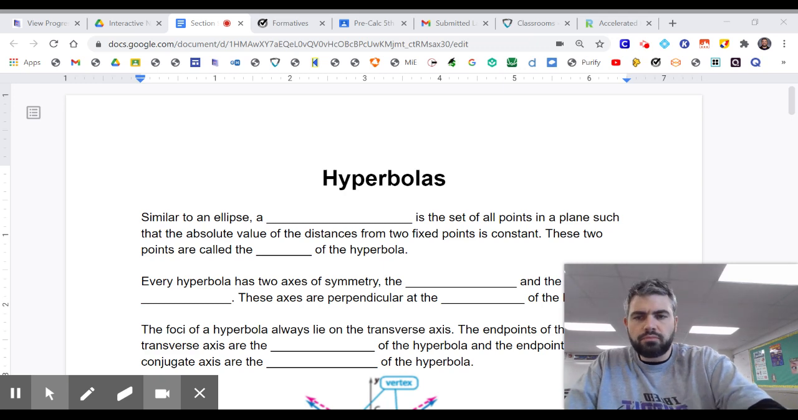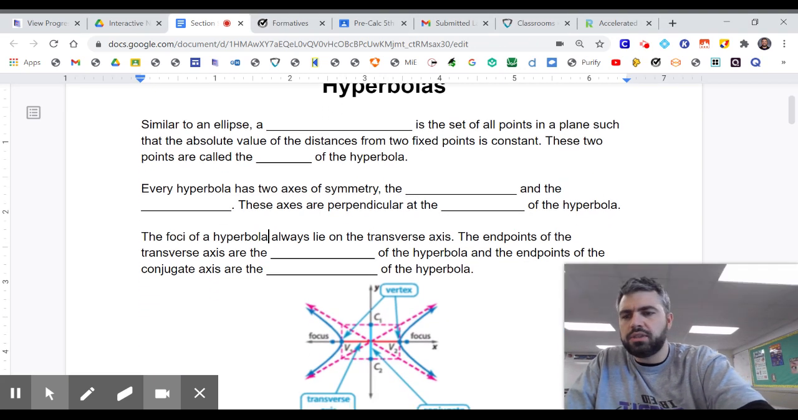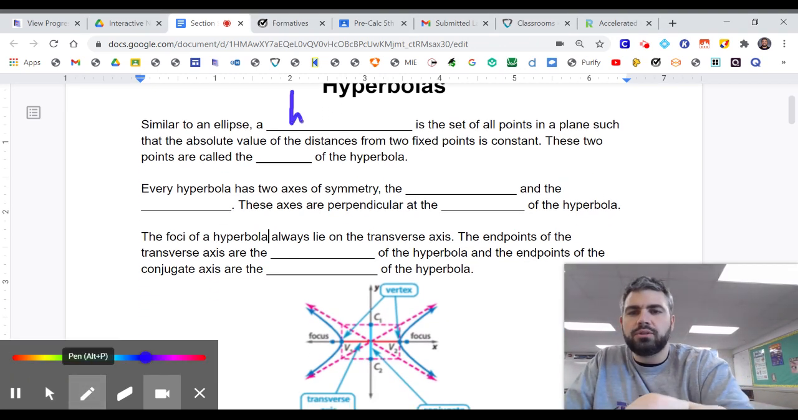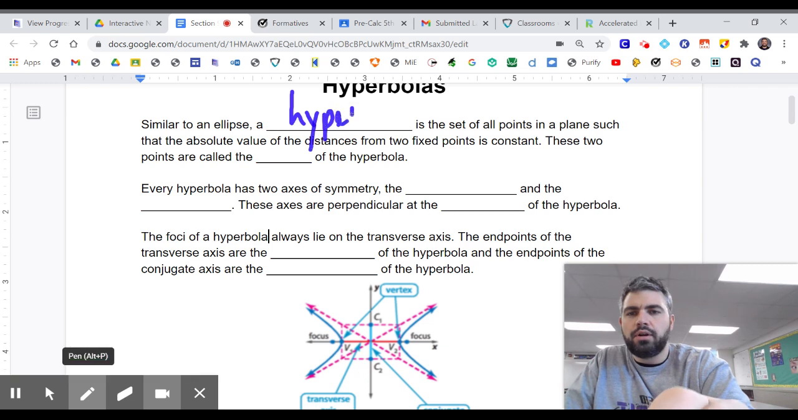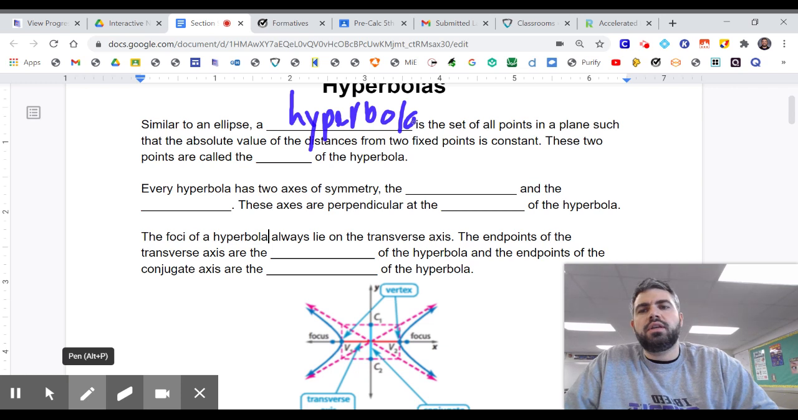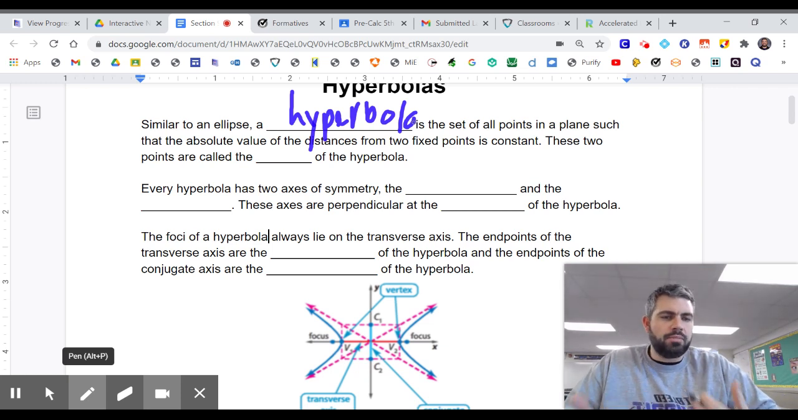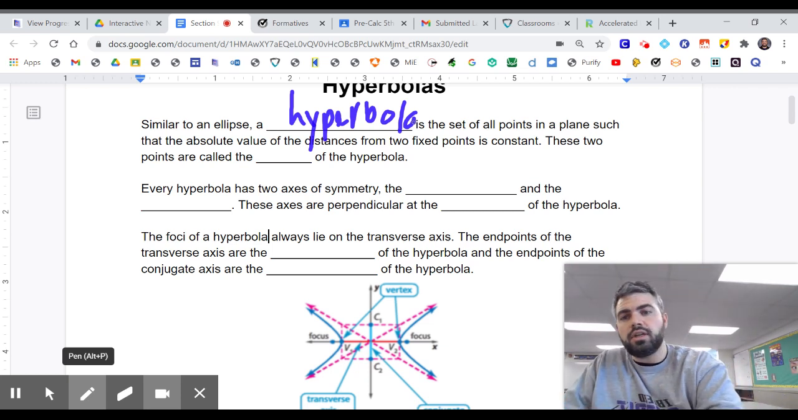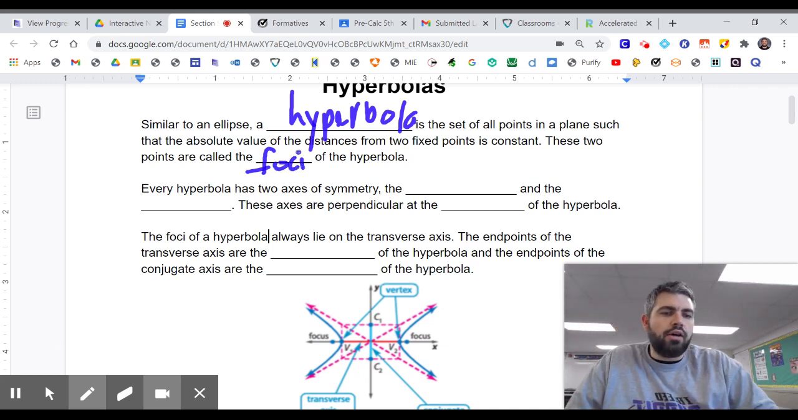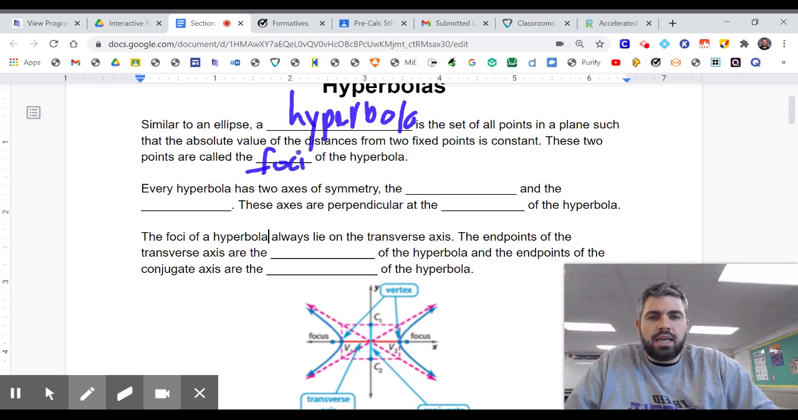All right. So similar to an ellipse, a hyperbola is the set of all points whose difference of distances, in absolute value, from two fixed points is some constant value. And those points, again, are called foci. So these also have two foci in hyperbolas.